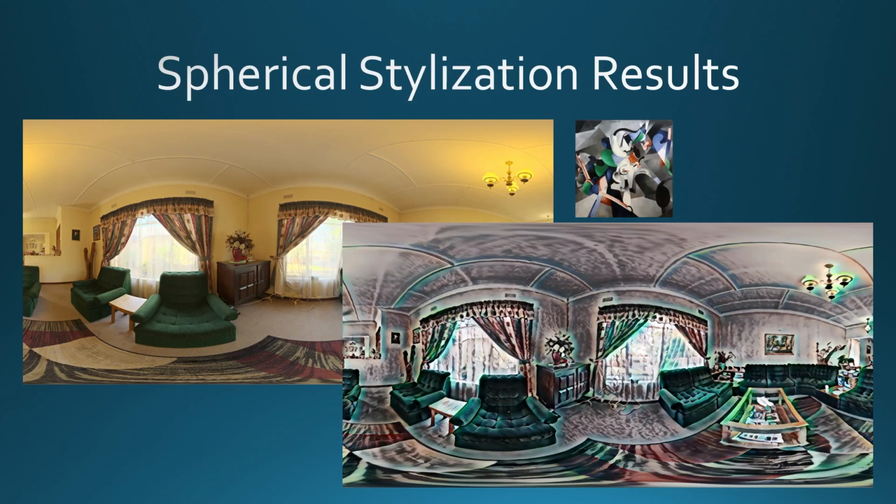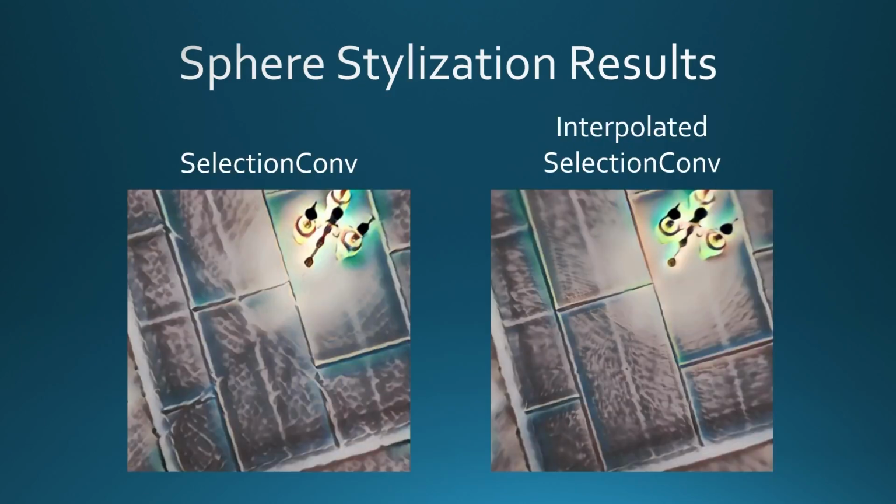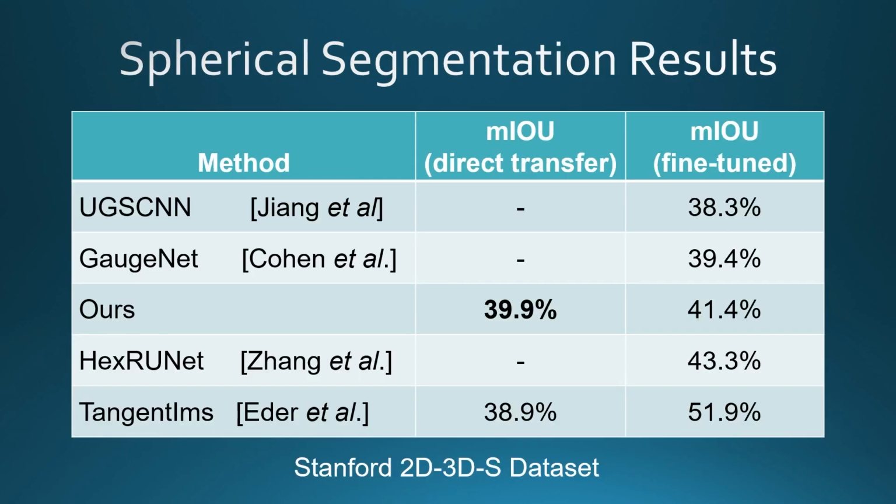First, we demonstrate the ability to create high-quality style transfer images in the spherical domain. In comparison to previous approaches, Interpolated SelectionConv is visually comparable, while using less points overall and avoiding seams and artifacts in the polar regions of the sphere. Additionally, we show the results of using our approach for the task of spherical segmentation. We evaluate on the Stanford 2D 3DS dataset and have state-of-the-art results for directly transferring weights from networks trained on 2D planar images without performing any additional fine-tuning.